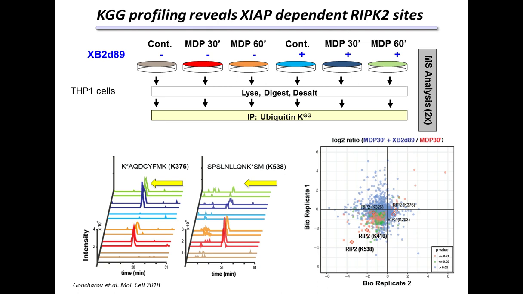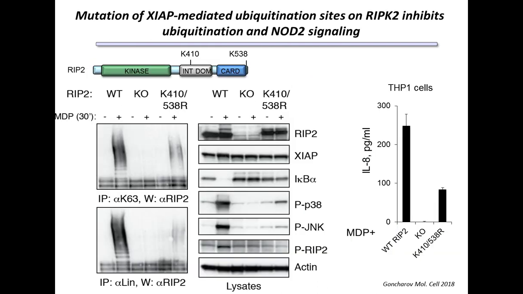On the right-hand side, lysine 538 and comparably lysine 410 lie in this lower left-hand quadrant. These are sites that are inducibly ubiquitinated in response to MDP stimulation, but are largely attenuated in cells where XIAP is blocked. And that suggested that these two lysines had particularly interesting functional activities.